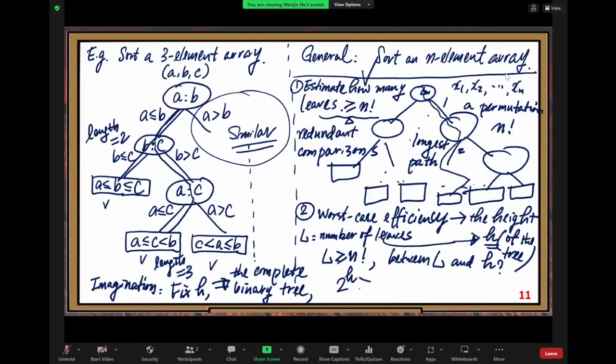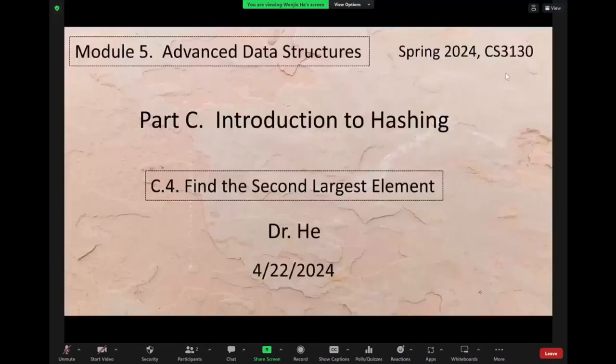But that is for the maximum number of leaf nodes. The maximum number should be greater or equal to the general L, because the number L is the general number, not necessarily the maximum. So 2 to the h should be greater or equal to L, and another inequality we derived before, n factorial. Now let's skip the L part, so we get 2 to the h greater or equal to n factorial, right?